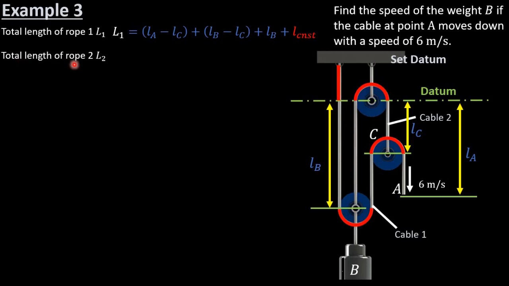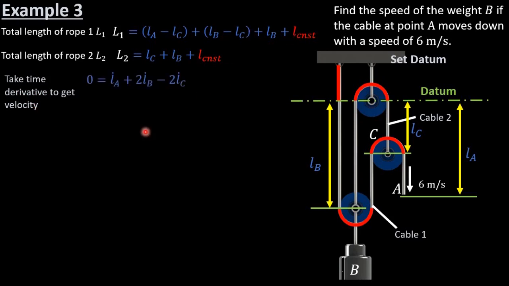The total length of rope 2, so cable 2, so you can call them a rope or a cable, it doesn't matter too much. L sub 2 equals L sub C plus L sub B plus the constant lengths. Okay, so L sub C is this length plus L sub B, which is going to be this length here, plus the constant terms. So now we take our time derivative to get velocity of these equations.